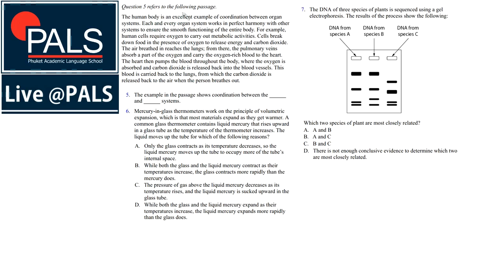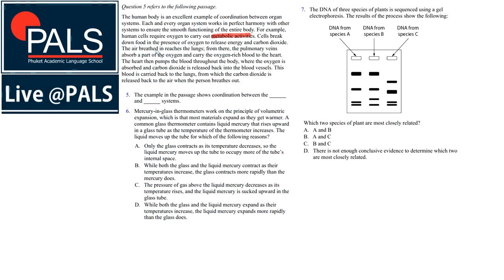Question 5 refers to the following passage. The human body is an excellent example of coordination between organ systems. Each and every organ system works in perfect harmony with other systems to ensure the smooth functioning of the entire body. For example, human cells require oxygen to carry out metabolic activities. Cells break down food in the presence of oxygen to release energy and carbon dioxide.